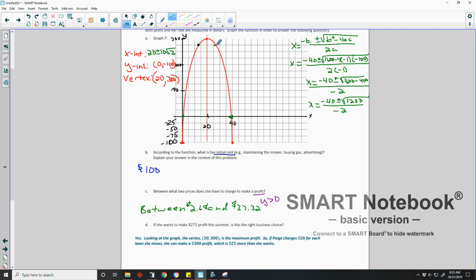$275 is right here or right here. Okay, I personally would want to stay on the left side of the axis of symmetry because fewer lawns make the same amount of money as more lawns. I'd rather do less work for the same amount of money, correct? So this is 15, this is 10, so it looks like about 13 lawns will get her $275 profit.